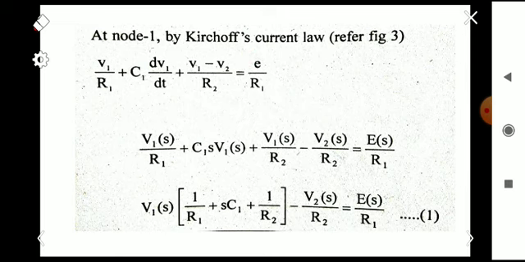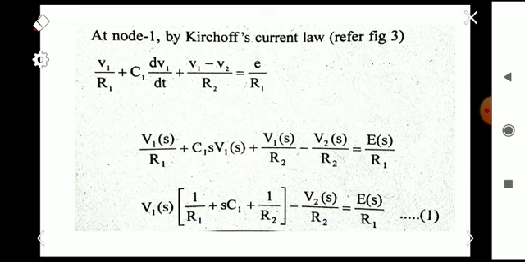We obtain V1 of s by R1, that is the Laplace transform of the first term. Then, taking the Laplace transform of the second term, C1 into dV1 by dt, it is C1 into s into V1 of s. Here we are treating the initial conditions as 0 while taking the Laplace transform.